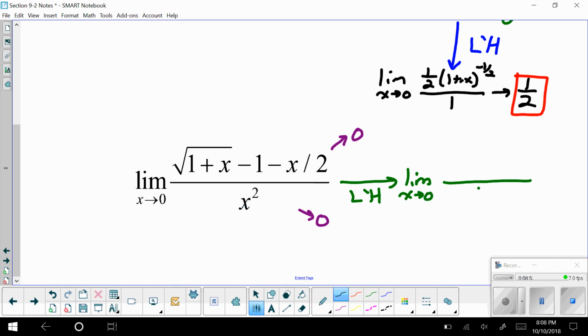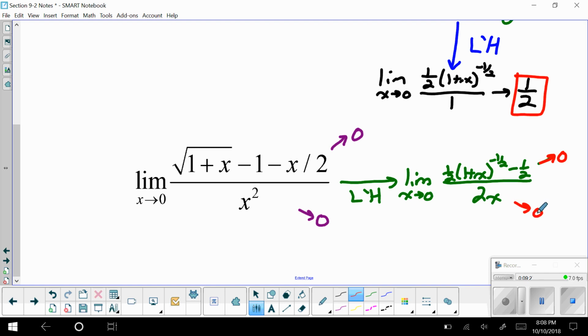Derivative of my bottom is 2x. Derivative of the top, I already found this derivative in our previous example, so I know it's 1/2 times 1 plus x to the negative 1/2 minus 0, and then x over 2 is the same as 1/2 x, so minus 1/2. Well, if I try going ahead and doing substitution again, plugging in 0, this becomes 1/2 minus 1/2, so my top is going to 0. And my denominator is going to 0.